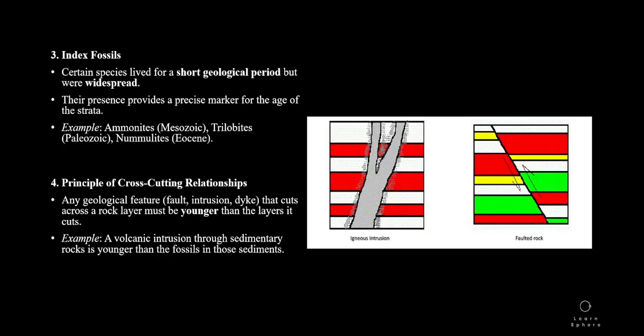Then index fossils. Certain species lived for a short geological period but were widespread. They were present for a short period, but in that short period they became widespread. Their presence provides a precise marker for the age of the strata. For example, the ammonites in the Mesozoic, trilobites in the Paleozoic, and nummulites in the Eocene. Clear?